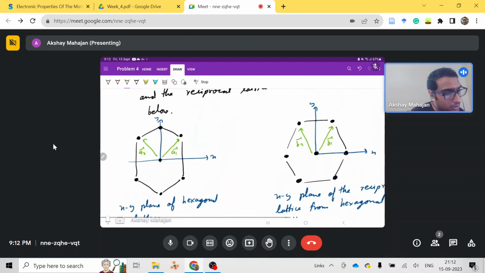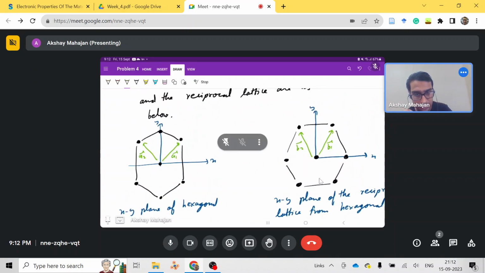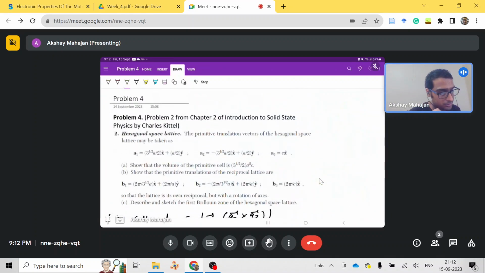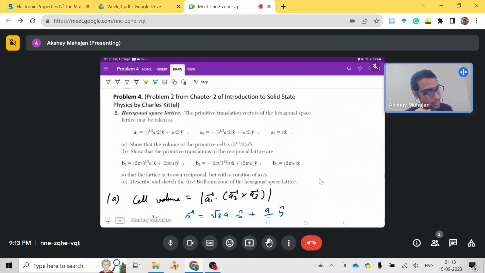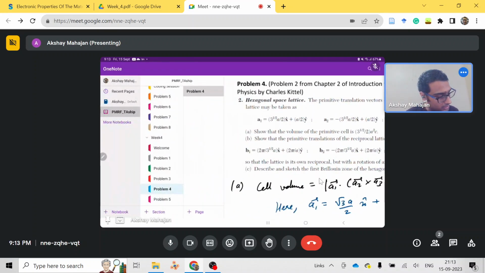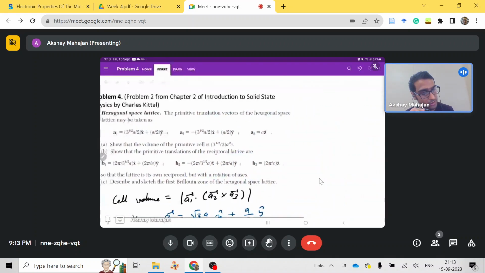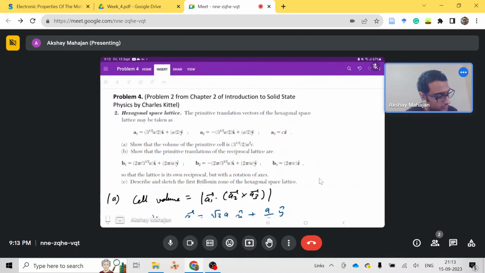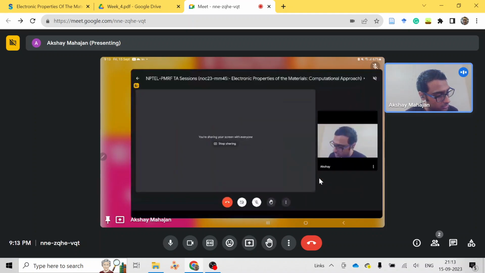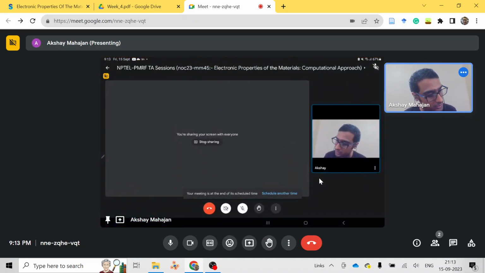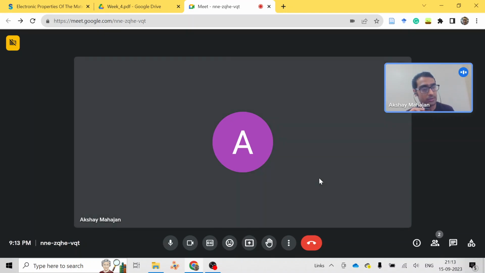Alright, so now we are already actually out of time. So the C part we will solve in the next session, the C part of this problem, where we have to find the first Brillouin zone of this hexagonal space lattice. So that's a small part, but we are already quite out of time. So we will do it in the next session. I will start from this problem number 4 itself, from part C. Right, I'm just stopping sharing now.